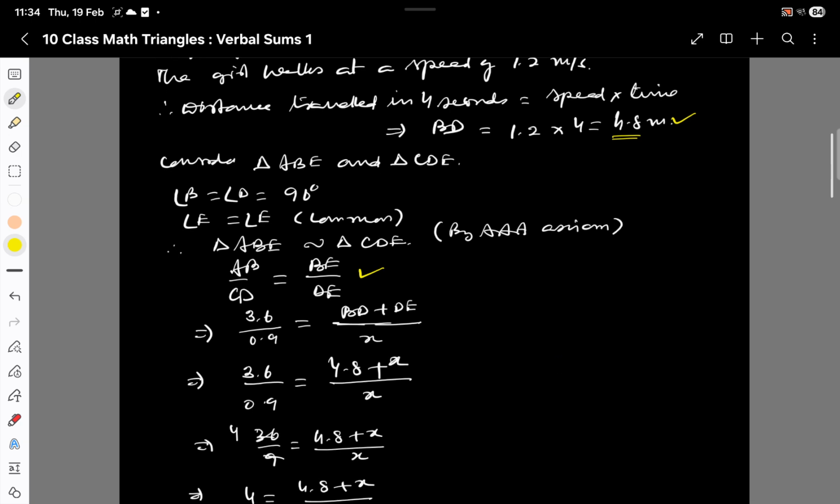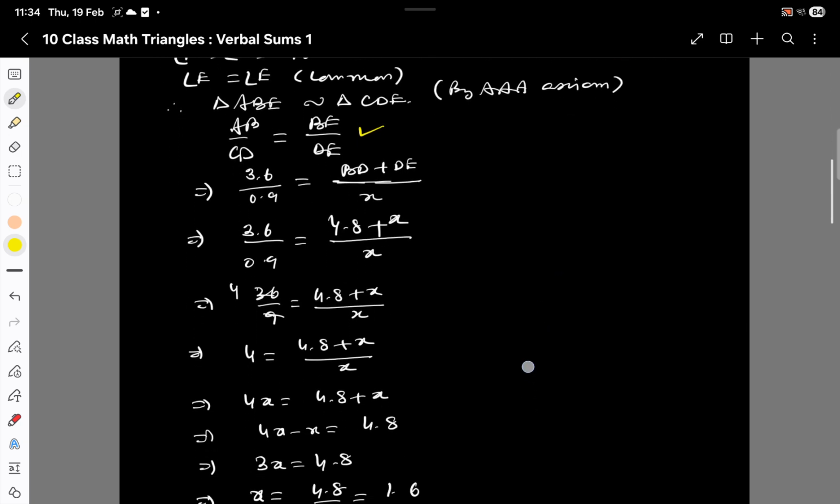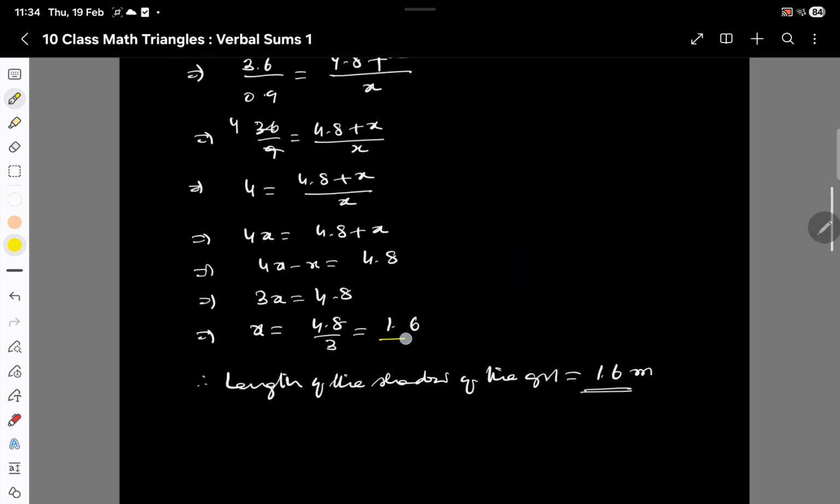Substituting the values and solving a simple equation, you get x is equal to 1.6. That is, the length of the shadow of the girl is equal to 1.6 meters, right?